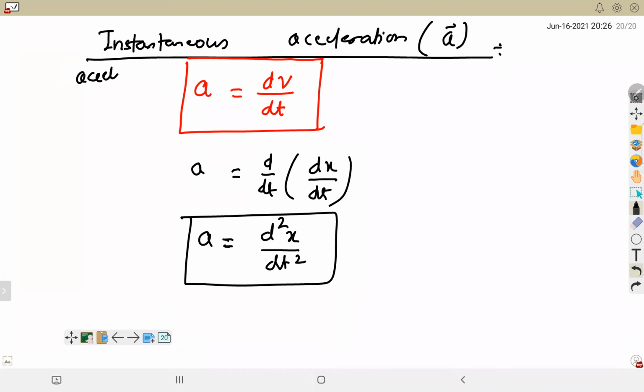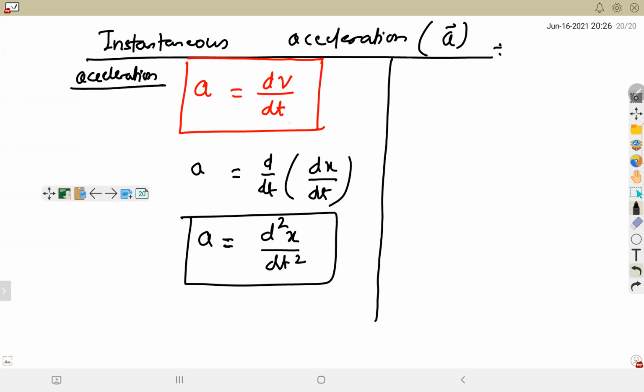Acceleration is the rate of change of velocity, dv by dt. It is also the double derivative of position with respect to time. Another formula that we derive: we can change acceleration in terms of x. From here, we get acceleration in terms of t. We can change this acceleration from t to x by a small modification.